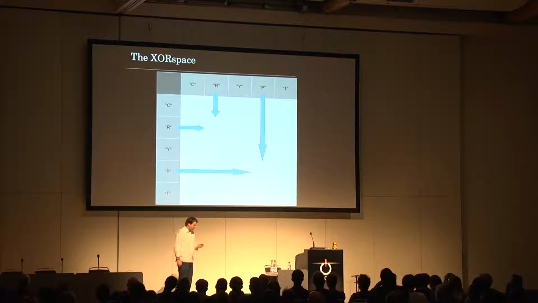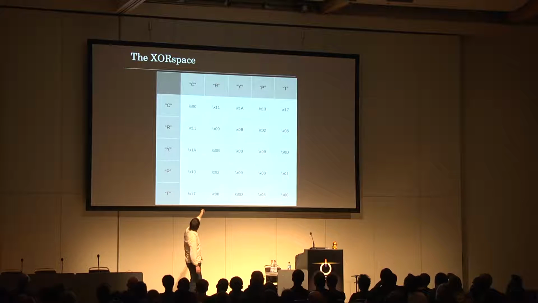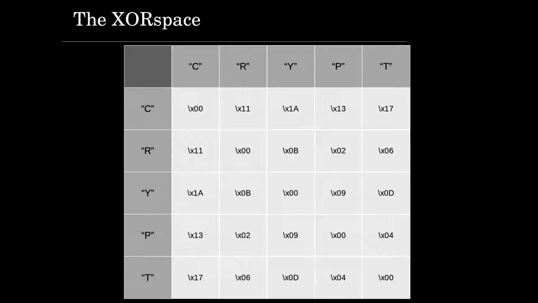What is this good for? We're going to see in a moment. First of all, this is what it looks like. As you can see, along the diagonal, everything is null bytes, right? Because it's a character XOR itself.